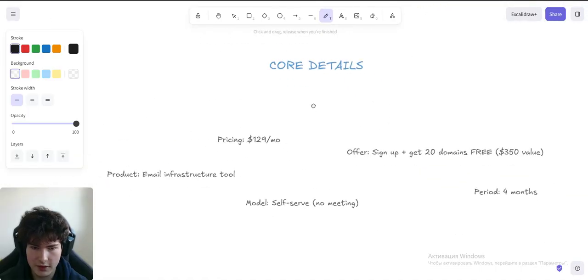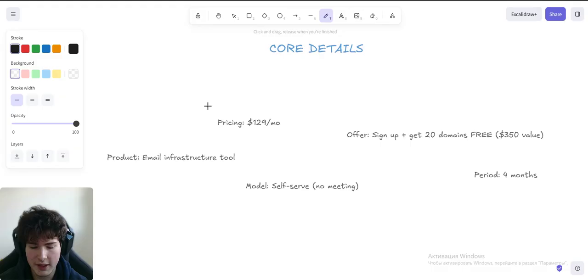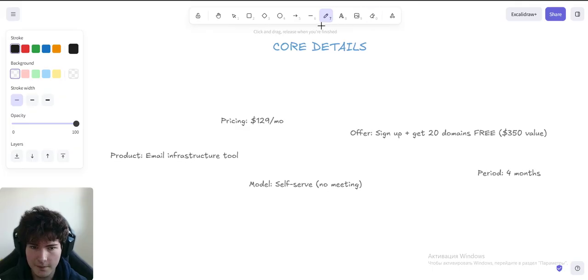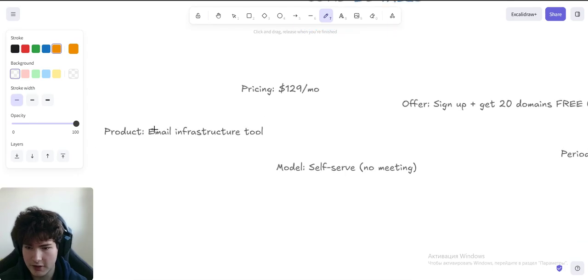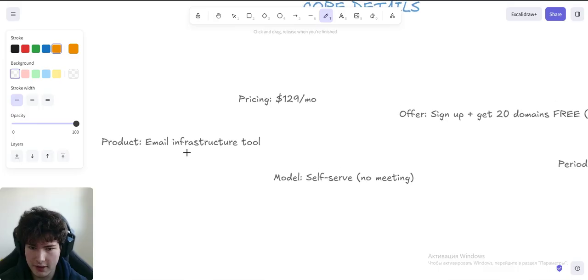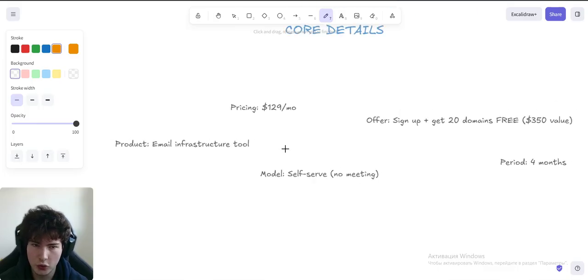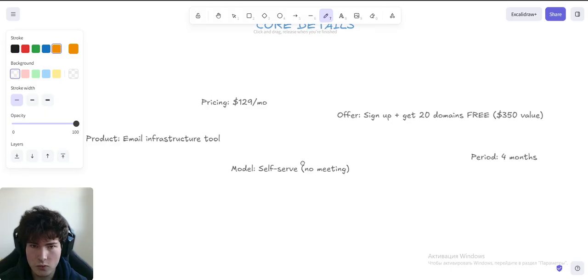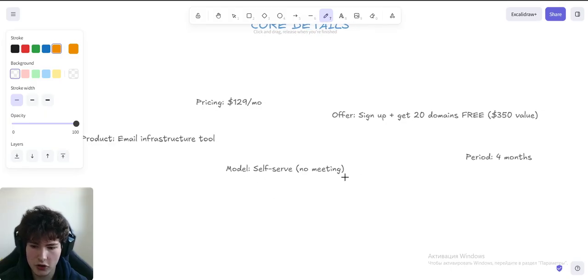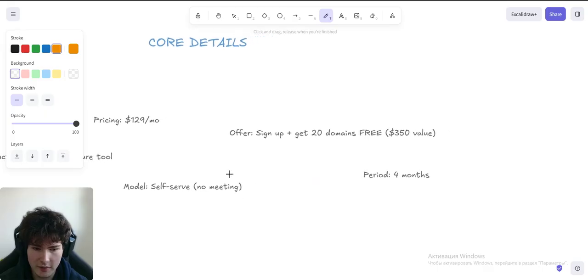Basically, here are the core details. Their pricing, the lowest plan that we were actually selling, is $129 per month. Let me change the color here so you can see everything. The product is an email infrastructure tool, basically SMTP email infrastructure, not a Google reseller, not a Microsoft reseller, to send cold emails at scale. Their model is self-serve, no sales call, no meeting required, and the exact offer is sign up plus get 20 domains for free, which is basically a $350 value.